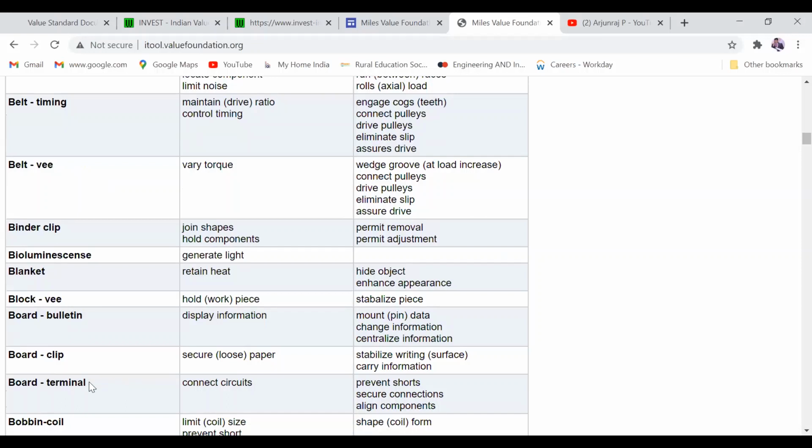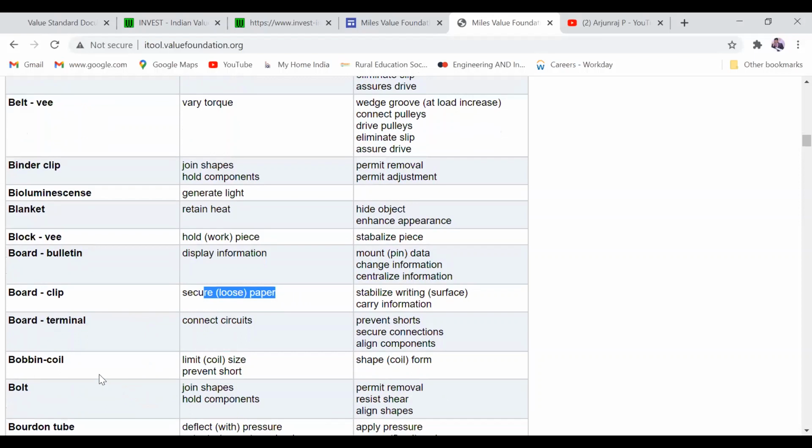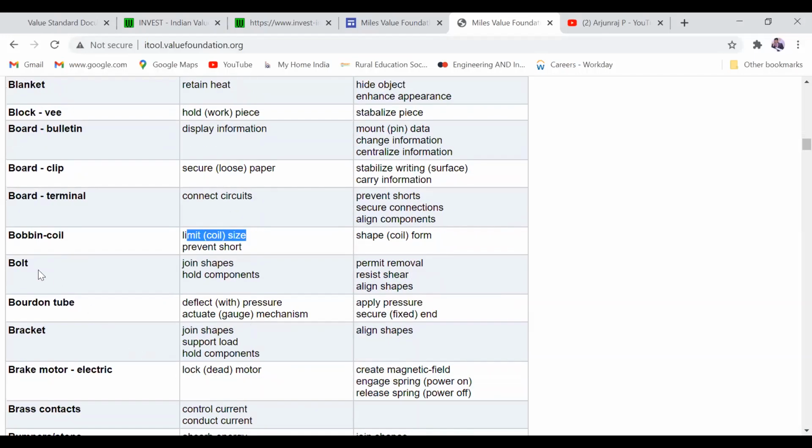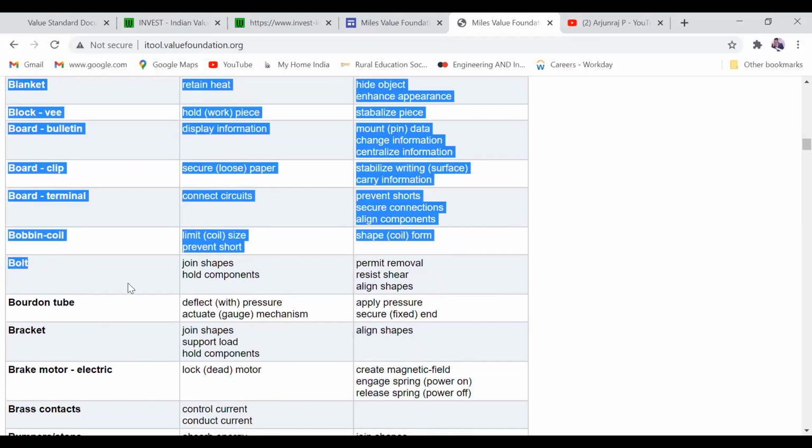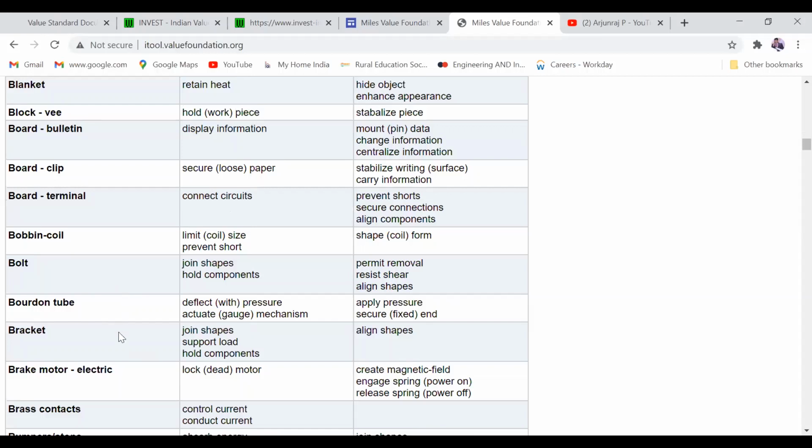And what are other examples? You have a clip. Okay, why do you need a clip? Basically, this is to secure object. It is for paper application. Coil. Why do you need a coil? To prevent short circuit. We have a bolt. What is the function of a bolt? Why do you need a bolt in automobile or in aerospace application? To join shape, to hold components. Okay.